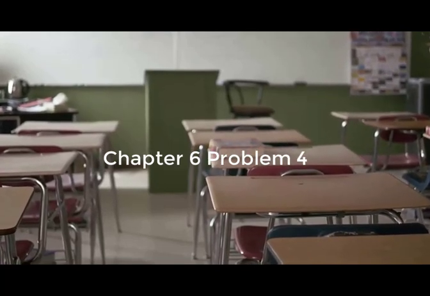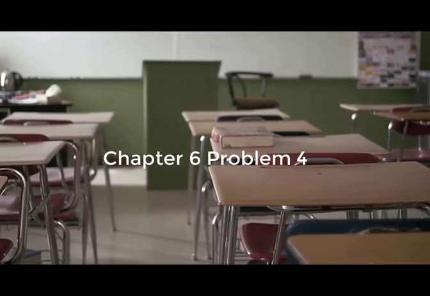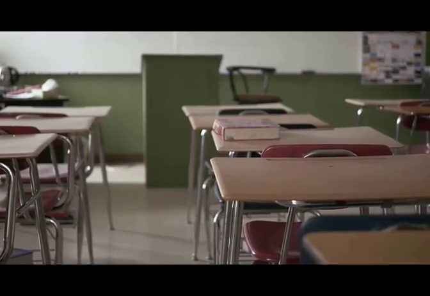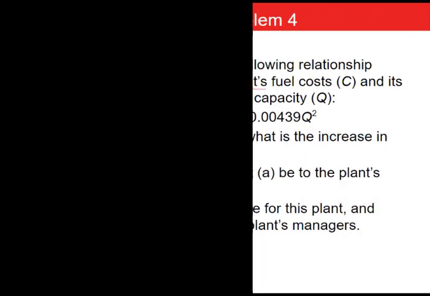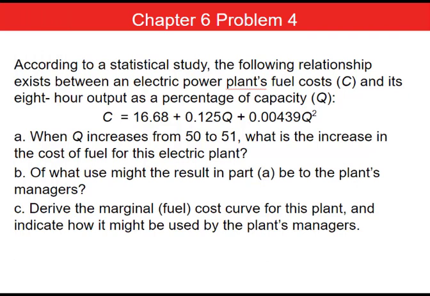Alright, let's try Chapter 6, Problem 4 from the textbook. According to a statistical study, the following relationship exists between an electric power plant's fuel cost, C, and its 8-hour output as a percentage of capacity, Q. So the relationship is written as C equals 16.68 plus 0.125 Q plus 0.00439 Q squared.